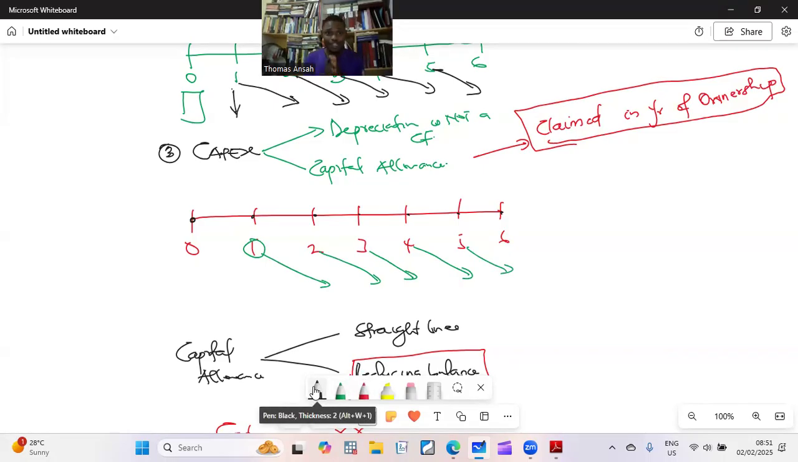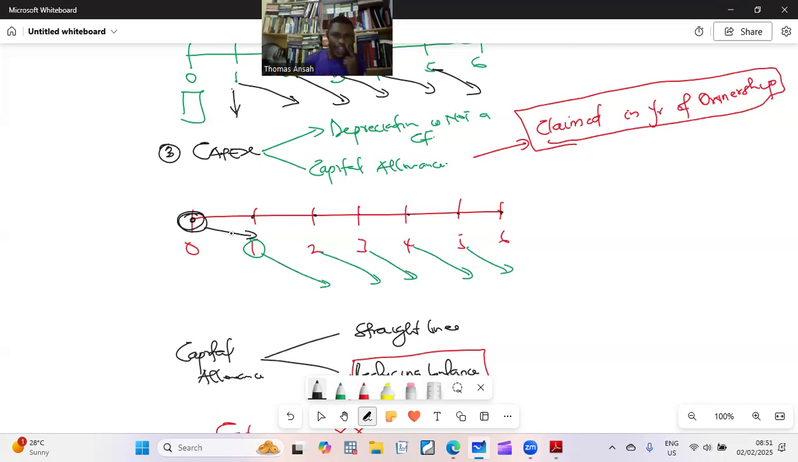So we said that capital allowance is claimed in the year of ownership. That means that if I buy the asset here, I must claim the capital allowance. And so therefore, when will it be given to me? In my year one.